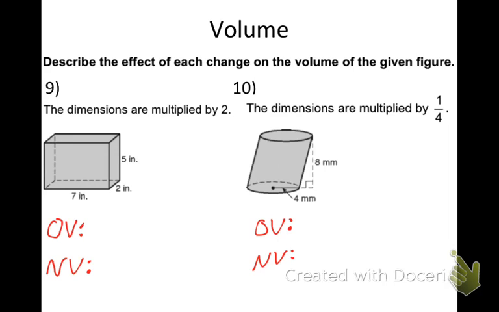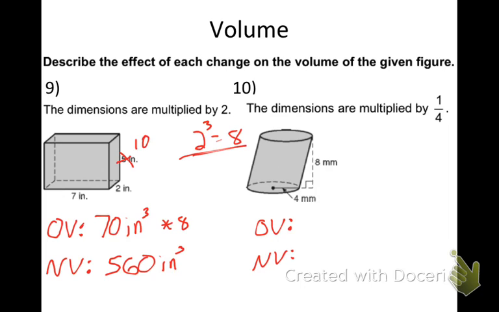So number 9. First I need to find the original volume. What's the original volume here come out to be, Ryan? Okay. Now, shortcut says if I multiply everything by 2, my volume is really times 2 to the what? Well, what's 2 to the 3rd? So if I take 70 times 8, what's my new volume come out to be? 560 inches cubed. Let's say I struggle with that. What could I do? I could just double everything and then find the new volume, and I'd still get 560 inches cubed.